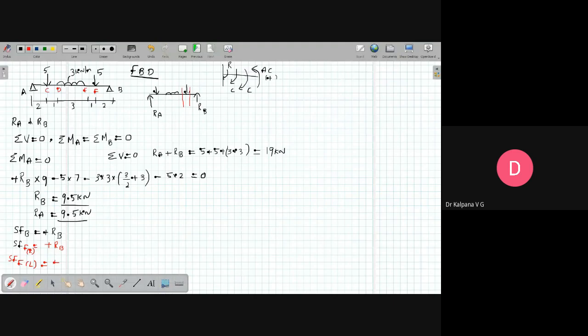So plus RB minus 5. I don't know how you people are practicing this. Maybe in some books they have mentioned between F and B, between F and E, between D and E. If it is only a point load, it will be easy. Where a point load and UDL combination is there, the point load will be forgotten in the shear force calculation. So if you consider right and left, it will be easy.